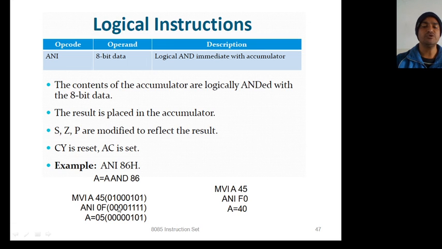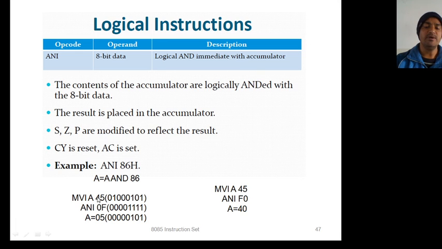You know what 0F is? 0000 1111. And 45 is 0100 0101. When you perform AND bit by bit, 1 and 1 is 1, and so on. If both bits are high, then the output will be high. Now what is happening? In this case, you are getting the result 05. This instruction is very useful for masking of digits. In this case, in 45, the 4 is masked. The higher digit is masked.